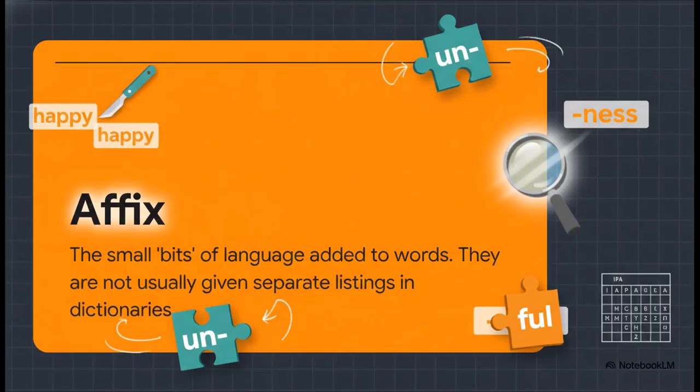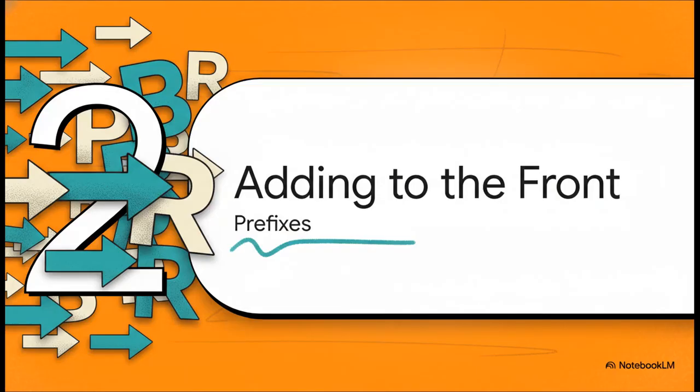And that little something we keep adding, well, that has a name too. It's called an affix. You can think of it like a specialized building block for language, kind of like a Lego piece. Things like un, or ness, or full. They aren't really words on their own, but when you attach them to another word, they suddenly have a job to do. Okay, so these little language Legos, they come in a few different types.